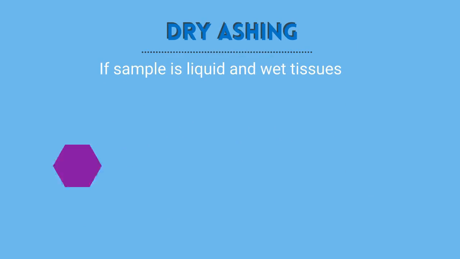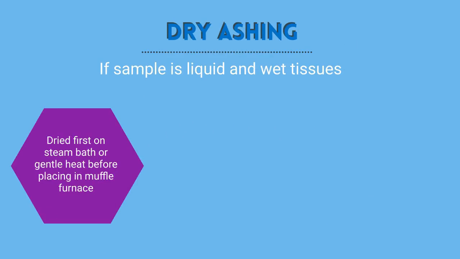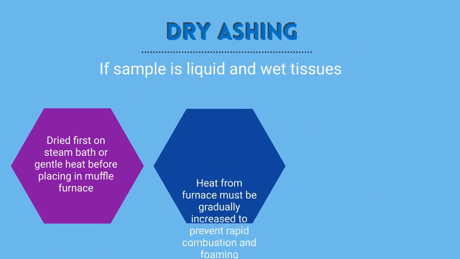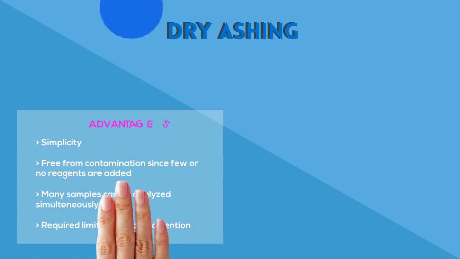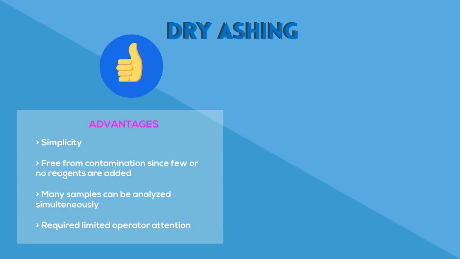If sample is liquid and wet tissues, it needs to be dried first on the steam bath or gentle heat before placing it in a muffle furnace. Heat from the furnace must be gradually increased to prevent rapid combustion and foaming. Later, the ash is dissolved in acid. These are the advantages and disadvantages of the dry etching technique.